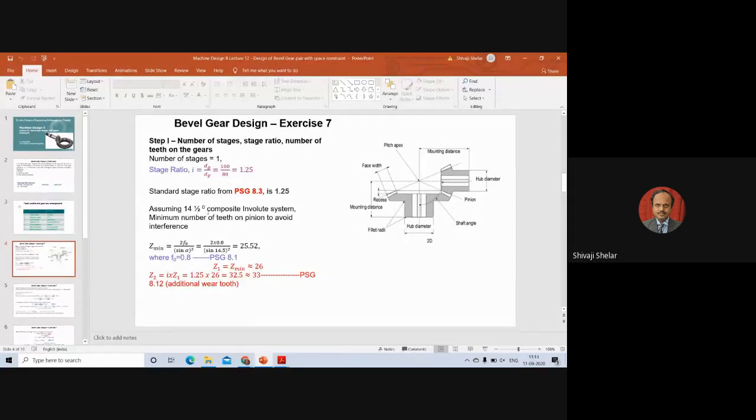Now, since you are assuming 14.5 degrees, if you go by this calculation, let's say we have taken sub 16 here, then the minimum teeth on the pinion to avoid overhead interference comes out very large. If you see, this number comes very large. So 25 means you require 26 or 27. And suppose if you take this ratio, the number of teeth on the gear will additionally be 32.5. So with additional gear will be 33.